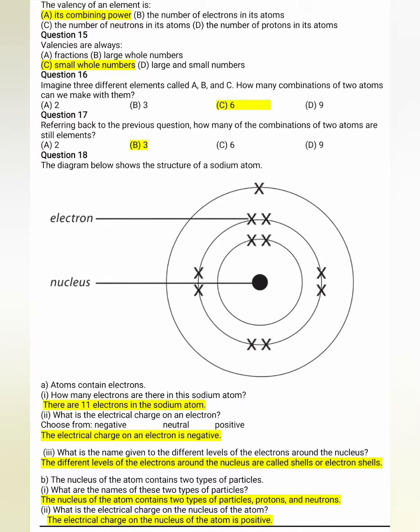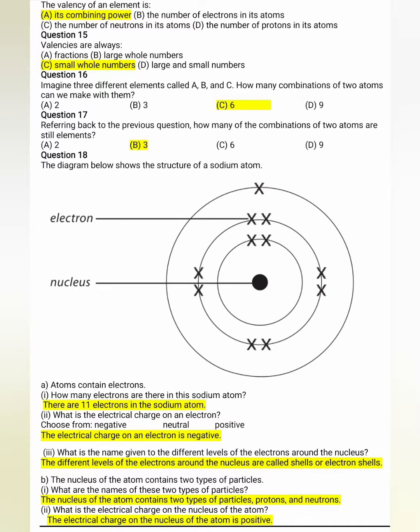3. Question number 18, the diagram is showing an atom. Question A, does the atom contain electrons? The answer, how many electrons are there in this atom? 11 electrons. What will be the charge? The electrical charge on an electron is negative.